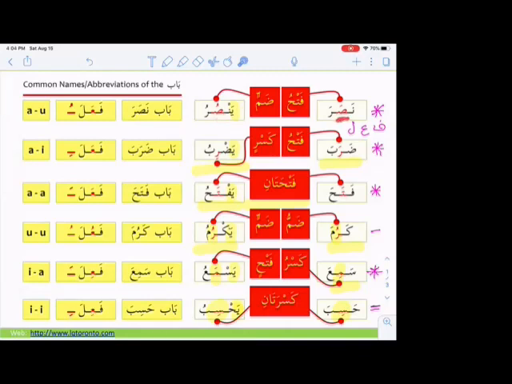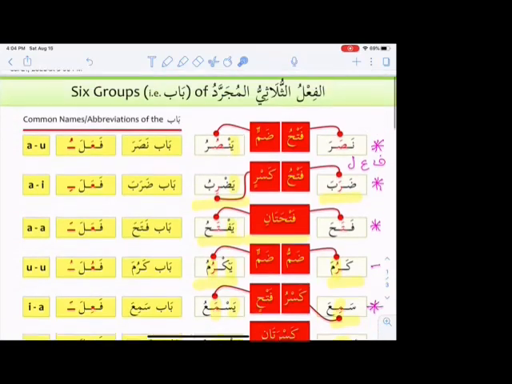See, ain kalima here, there is action. It changes. Nasara, yansuru, it got a dhamma. And daraba, yadribu, it got a kasra. Fataha, yaftahu, it did not change. Karuma, it got dhamma, it did not change. Samia, very important bab, it changed into fatah. Kasra into fatah. Okay. And hasiba, kasra in madi, kasra in mudariya. So we say kasratani.